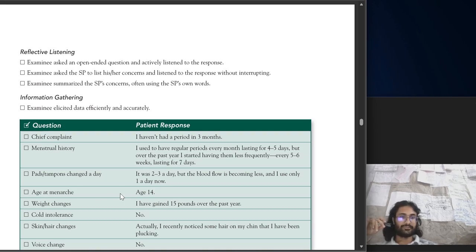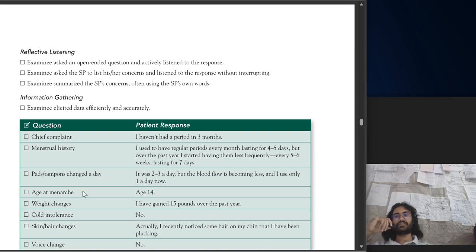Age at menarche, that is, the age at which the bleeding first started. The age of menarche is 14. It's quite normal. Then we should ask about weight changes. There can be any sudden loss in weight, like 1 to 2 kgs. She said that she has gained 15 pounds over the past year.